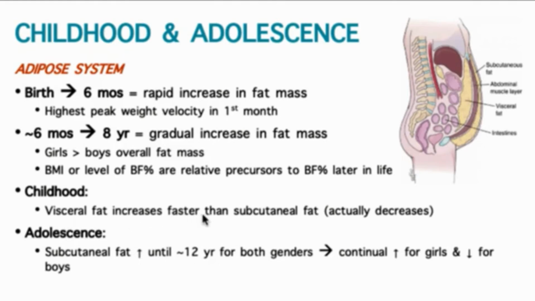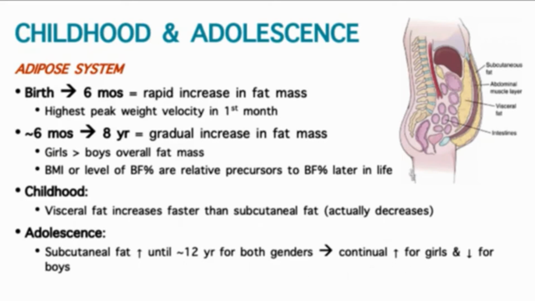So childhood visceral fat is going to increase primarily for organ protection and generally making up what our adult structure should be like. And then subcutaneous fat actually decreases during childhood, which is a very interesting phenomenon. And then during adolescence, we have this flip, where the decrease in subcutaneous fat becomes an increase until about 12 years for both genders. And then after that, we have a continual increase for girls and then a decrease for boys in this subcutaneous fat specifically. So everyone is increasing subcutaneous fat until about 12 years.